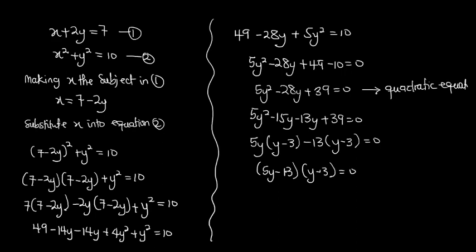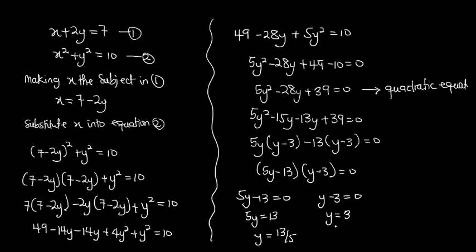From here, I can now equate each of these brackets to 0. So 5y minus 13 is equal to 0, and y minus 3 is equal to 0. Over here, 5y equals 13, and therefore y is equal to 13 over 5. On the other hand, we have y equal to positive 3. So after solving for y, we have two values of y. But note that this is a simultaneous equation in two variables, x and y.